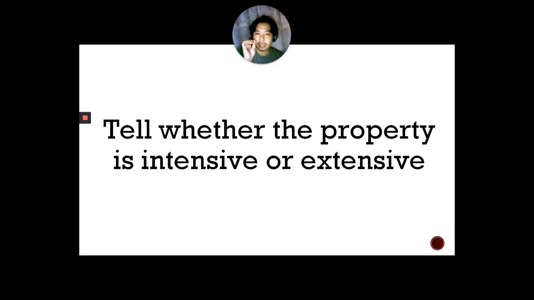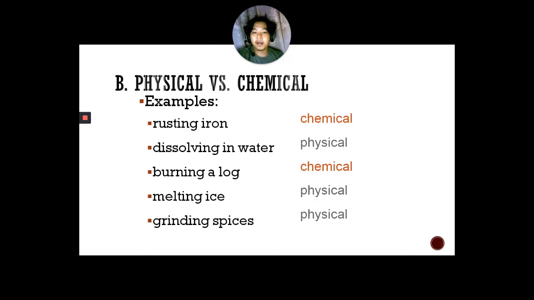Now, in senior high school, we'll try to make it deeper. No? In a physical property, there is such thing as another classification which we call the intensive or extensive property. And I'll repeat it, sa physical property lang siya. So halimbawa, dito sa examples, grinding pieces, physical siya.